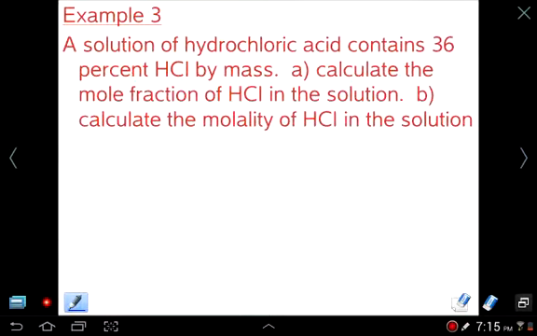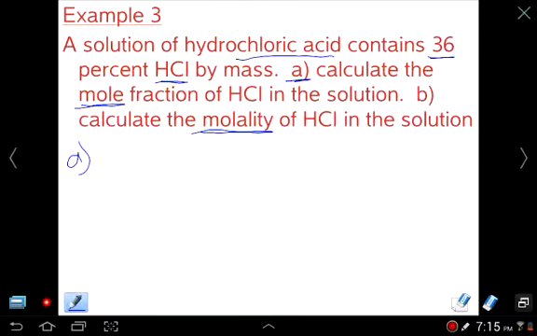In fact, here it is. We have actually two problems here. So in A, we're saying we have a solution of hydrochloric acid, HCl, which contains 36% HCl by mass. First, we want to calculate the mole fraction of HCl, and then we want to calculate the molality of HCl. So let's take this one at a time. Let's go ahead and do the mass percent to mole fraction.